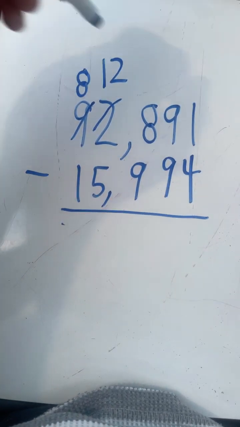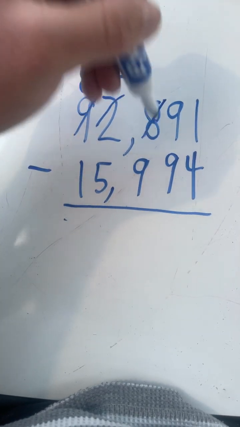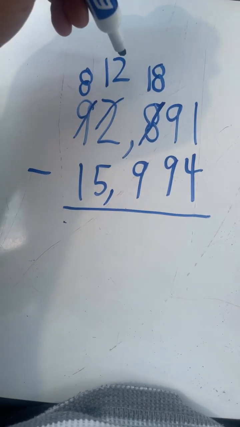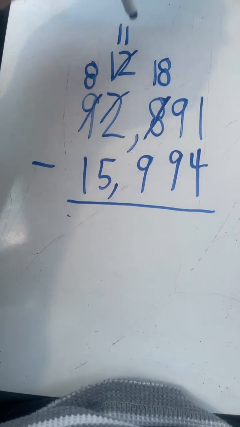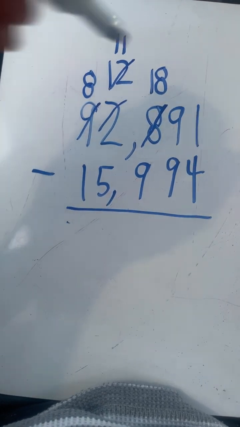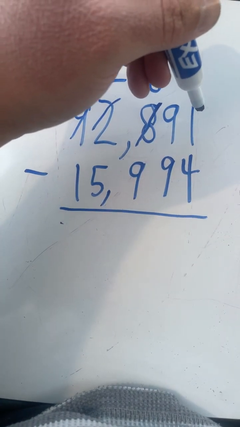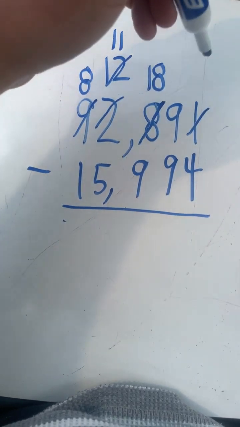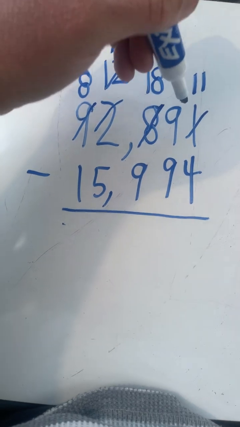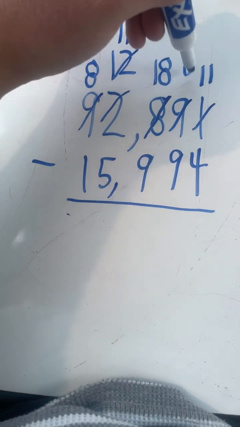Now in the hundreds place, I need to add a 10, so that 8 is going to become an 18, and then that 12 in the thousands place is going to become an 11. Now in the ones place, I'm going to add a 10. I'm going to take a 10 from the tens place. That 1's going to become an 11, and that 9's going to become an 8.